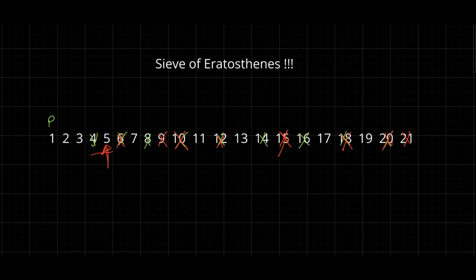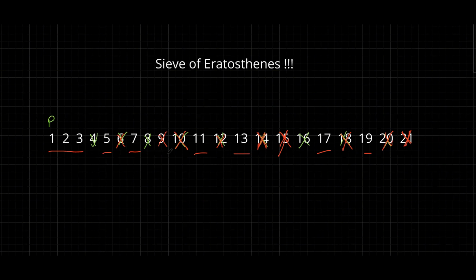Now, for this element 7, we have to do the similar operation. We have to remove the elements which are multiples of 7, which are 14, 21, and so on. If we continue this operation, so far so good, we find the elements which are not marked yet, which are 1, 2, 3, 5, 7, 11, 13, 17, and 19. And surprisingly, all of these elements are prime numbers.